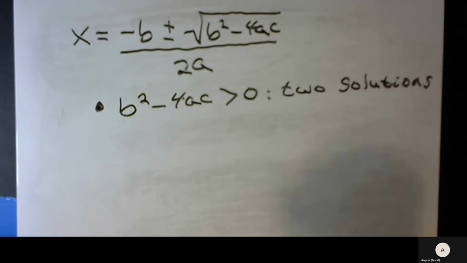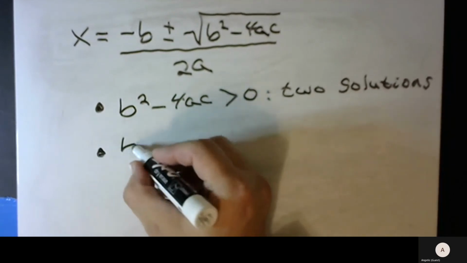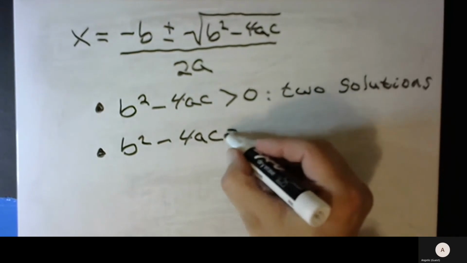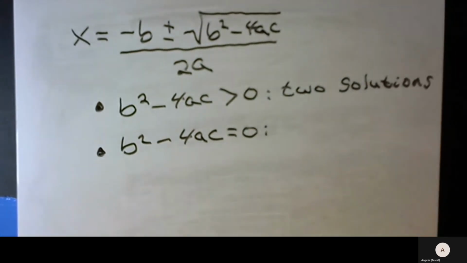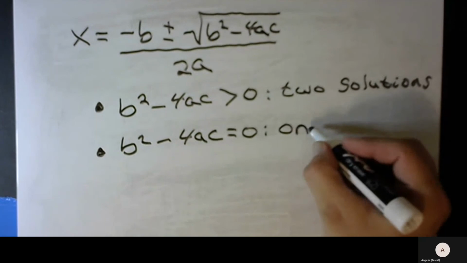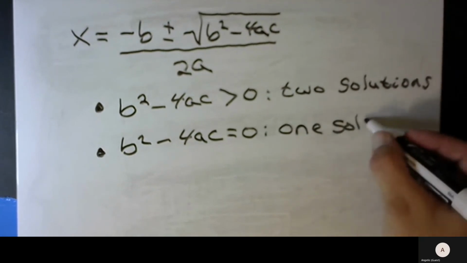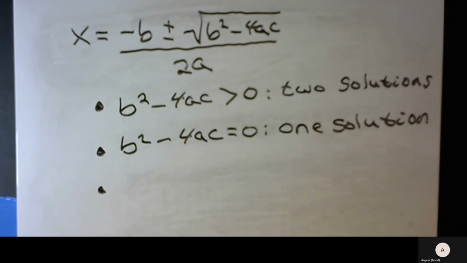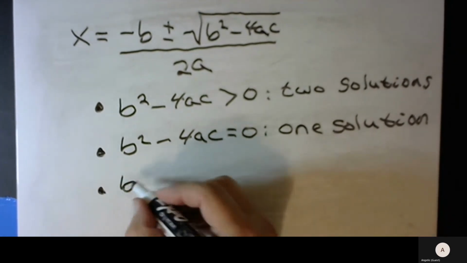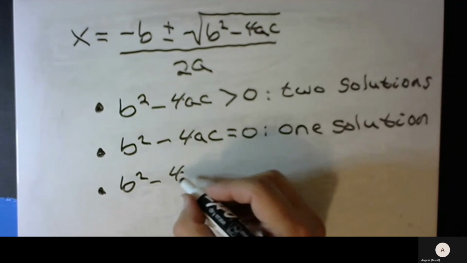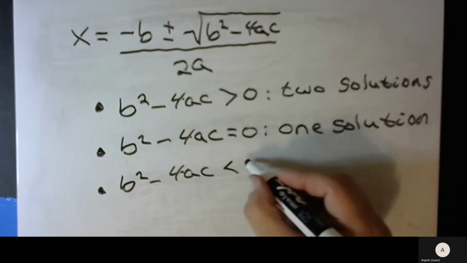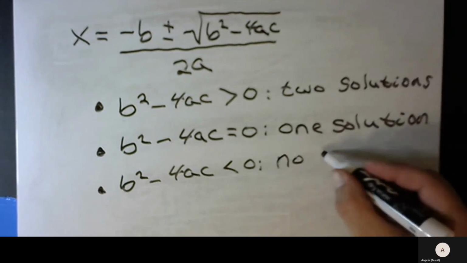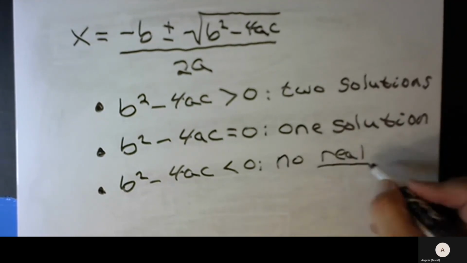But now, I'll do a couple examples that reflect the next 2 points. If this equals 0, you'll get 1 solution. And if this is less than 0, then what you have are no real solutions.